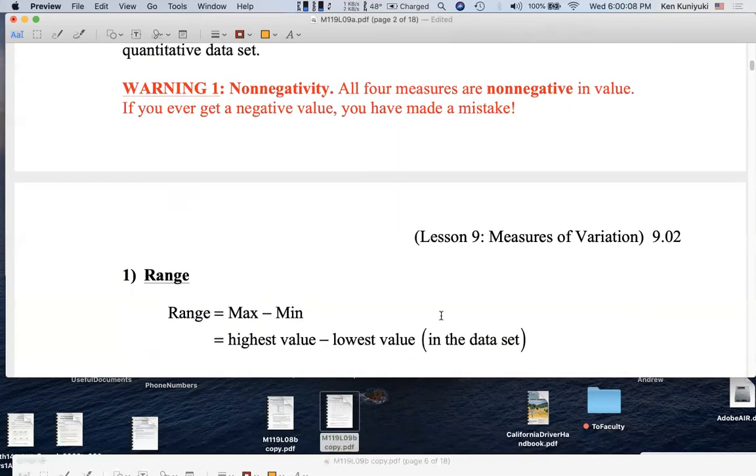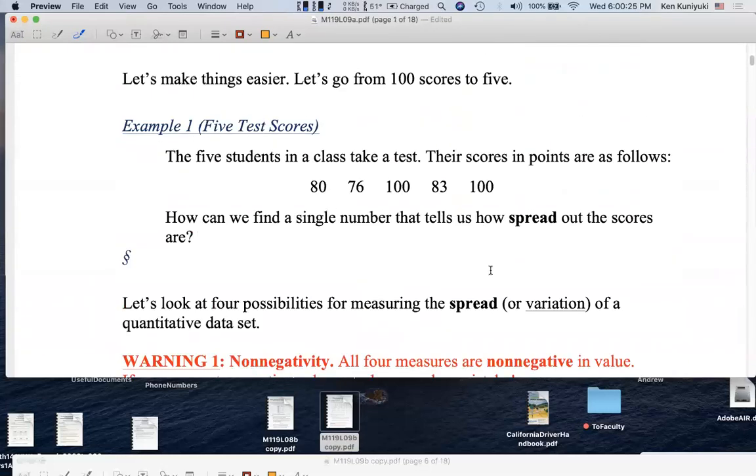Again, the most straightforward measure for spread or variation is the range, which is calculated by taking max minus min. The highest value you see in the data set minus the lowest value you see in the data set. So in example 1, we see that the maximum, the highest score in the data set, is 100 points. There's a tie, in fact. And the lowest score that we see is 76 points. That's going to be the min score. Maybe not the minimum possible. That's 0 points, but this is the minimum score we see in the data set. That's what we mean by the min.